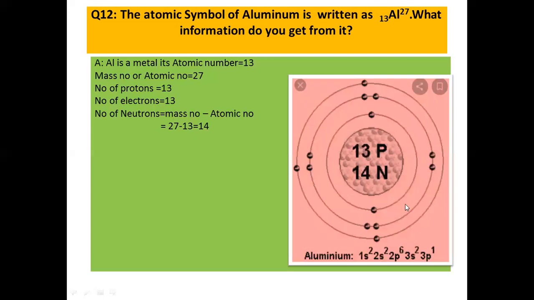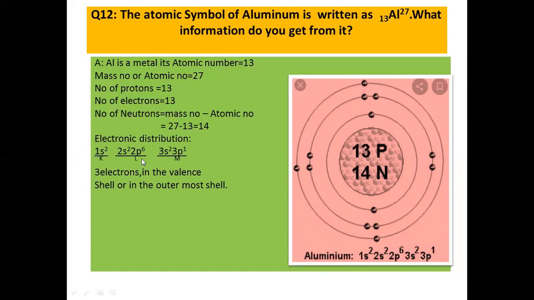Bohr model, we can draw it from this information. Bohr model of aluminium: 13 protons, 14 neutrons, 2 electrons in the first shell, 8 electrons in the second shell. So 8 plus 2, 10. How many electrons are left? 3 electrons. So those 3 electrons are present in the outermost shell. From this information, we can also distribute the electrons.